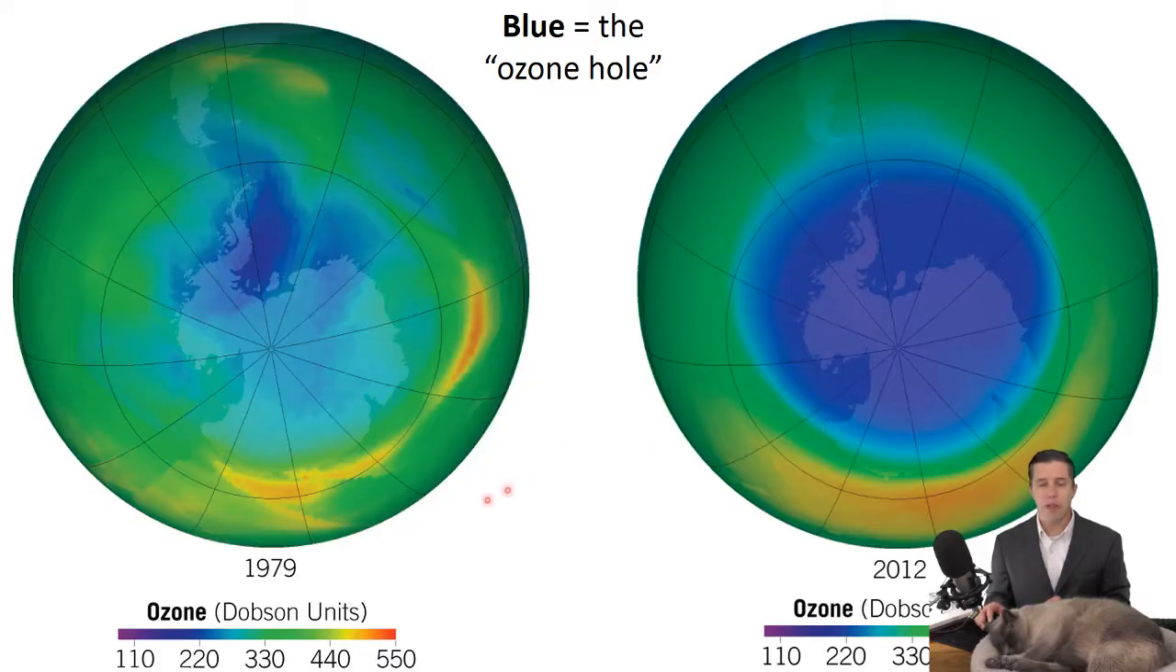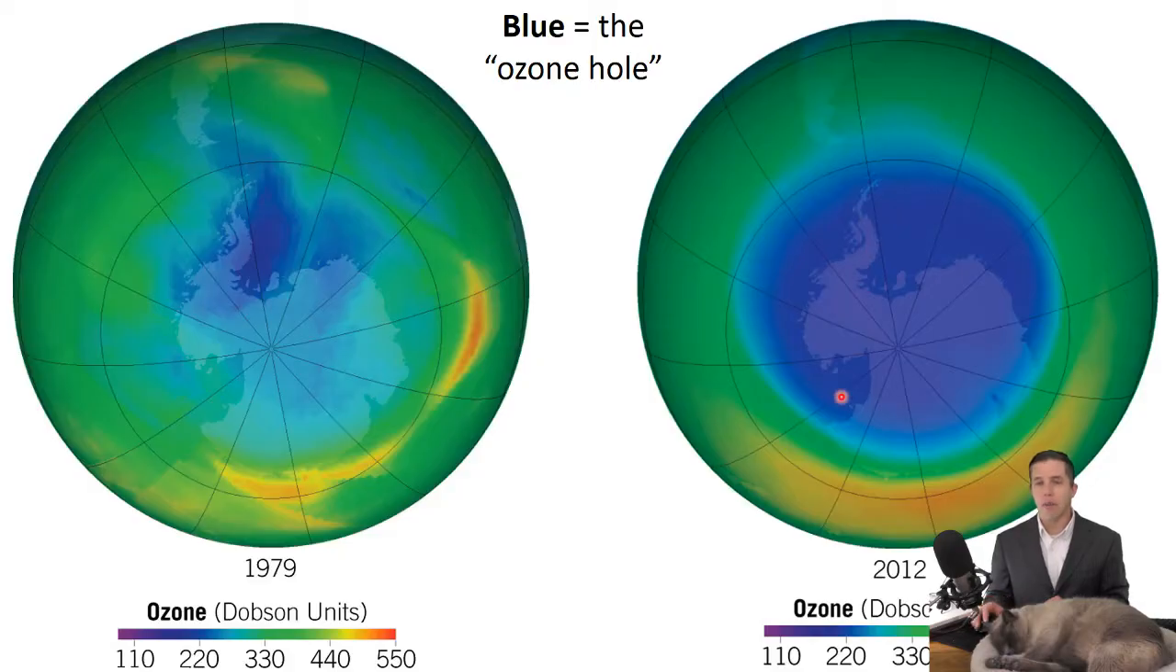So we've got two images, one in 1979, one in 2012, and you can see how much more blue there is in the 2012 image. This is what we refer to as the ozone hole. It's this area, kind of centered in the southern hemisphere, where UV radiation can go right through and strike the surface below because there's very little ozone here.